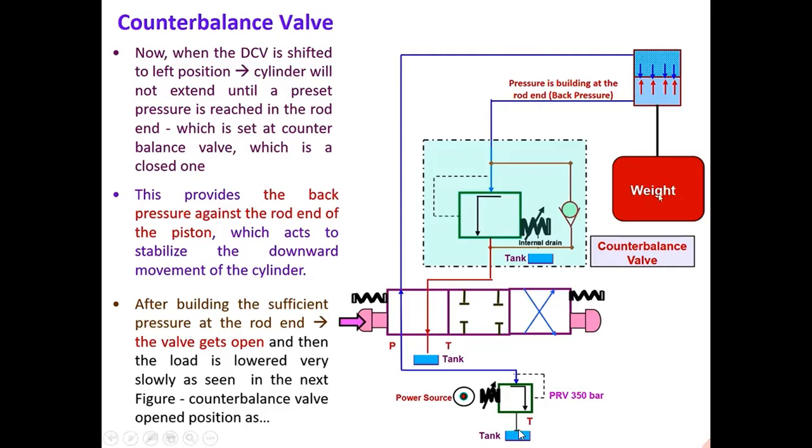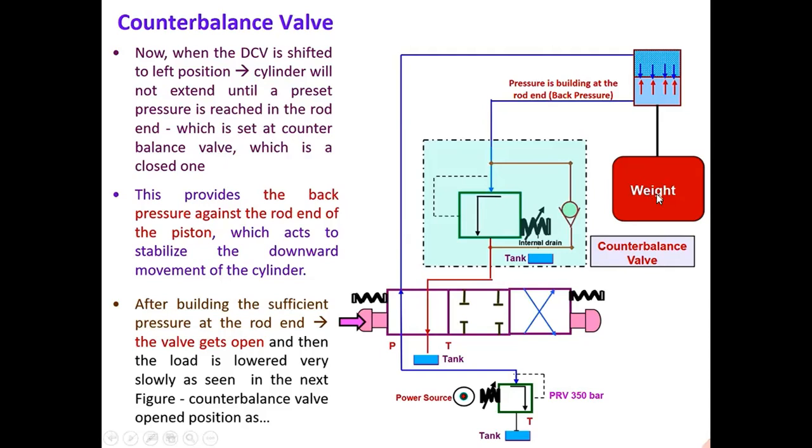See, this is the tank, and this is the PRV set at 350 bar. Oil goes through the PRV from the tank to this solenoid control valve. So here 350 bar pressure is applied, then the cylinder will not extend until the preset pressure is reached in the rod end, which is set at the counterbalance valve.